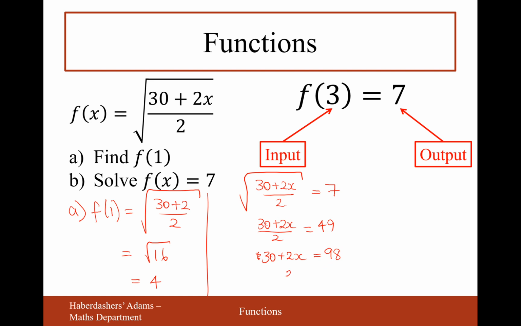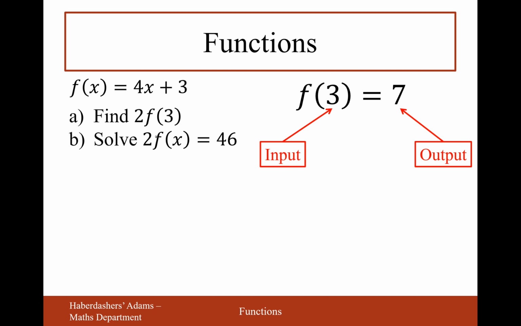Then we'll take away 30, so that'll make it 68. And then we'll halve both sides to make it 34. So if we use 34 as the input number, the output number would be 7. So in this part B case, if the input was 34, the output will be 7. And we've worked it out in reverse, that if 7 is your output, 34 is your input.